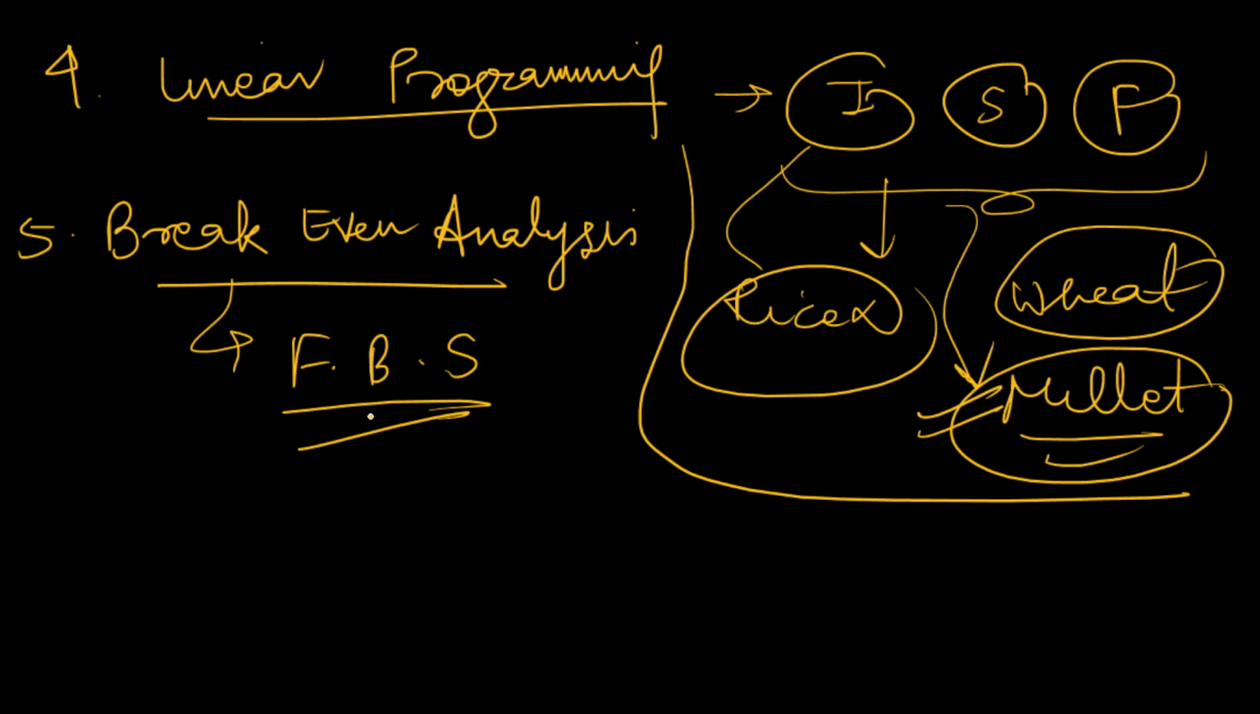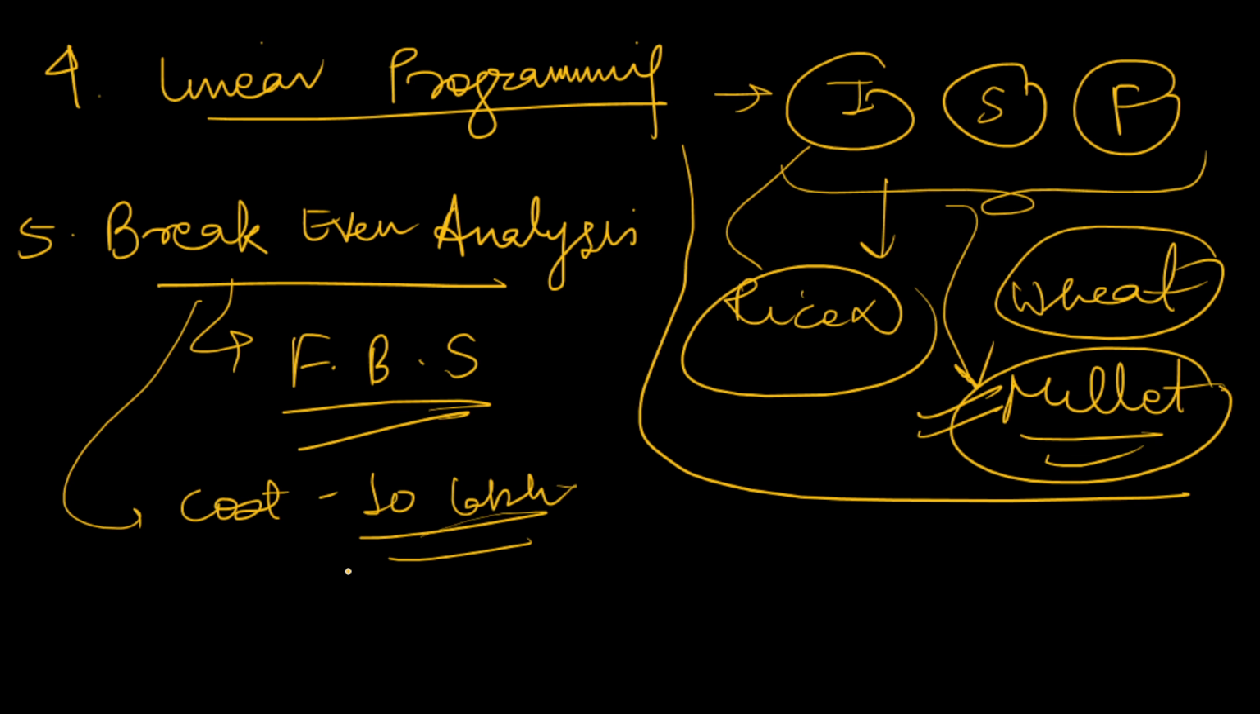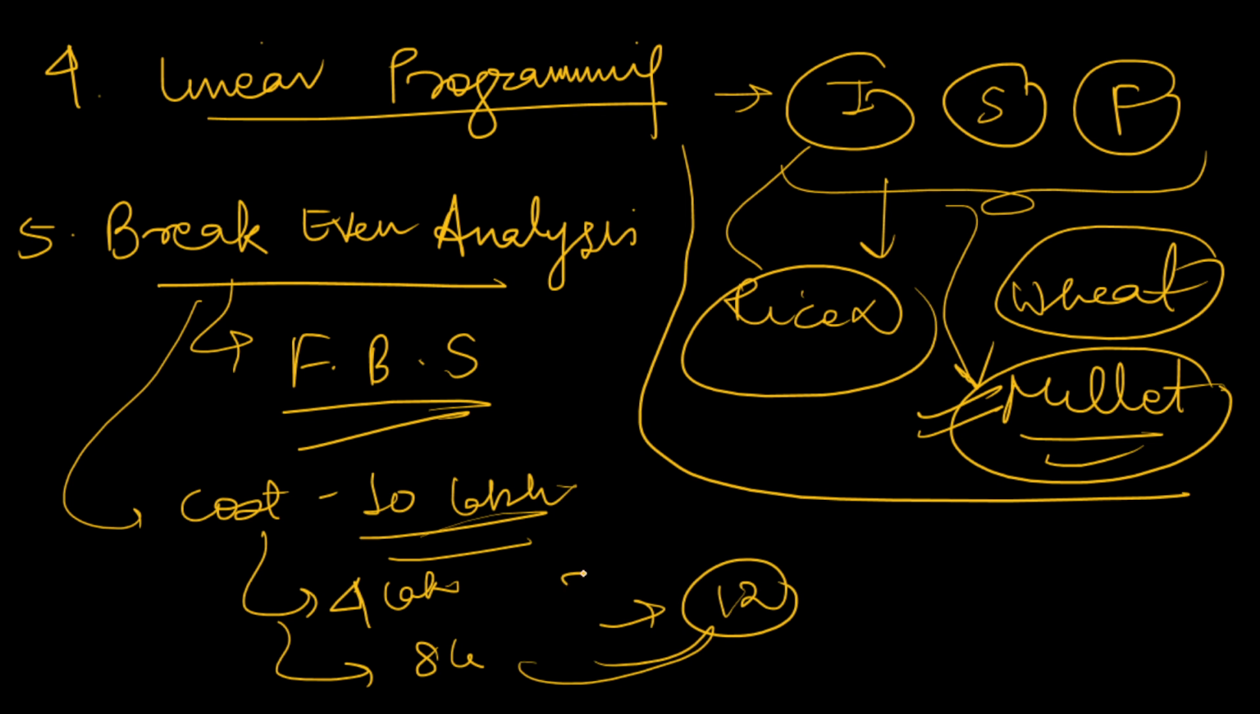Suppose our cost is 10 lakh. We are investing 10 lakh per year for our farm business, and the first year we earned just 4 lakhs. Second year we earned 8 lakhs, and third year we earned 12 lakhs. So between the second and third year, around 2.5 years, we were at break even. That is, the cost we were putting in is received. We are receiving our cost.